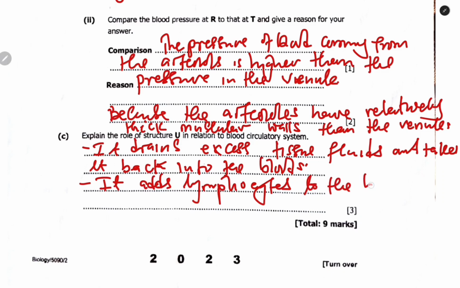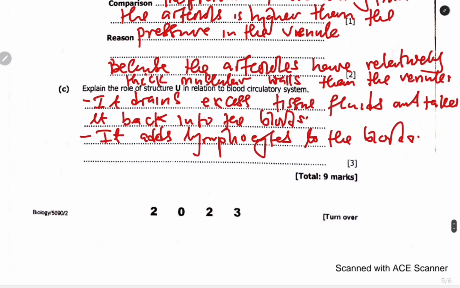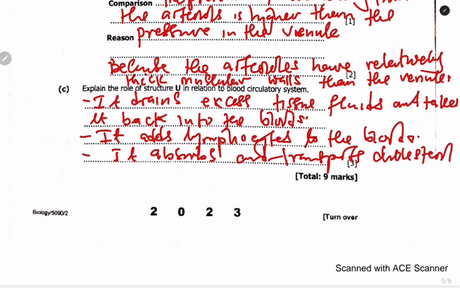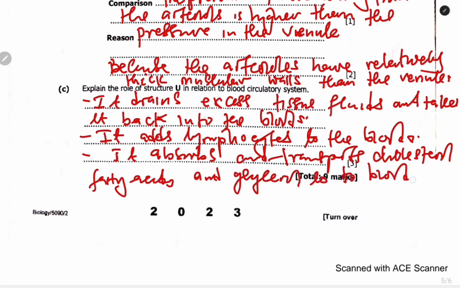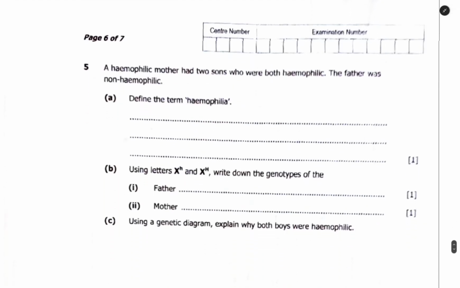Lymphocytes to the what? To the blood. You know that lymphocytes are also made along this same lymphatic system. Then also we can say it absorbs and transports cholesterol, fatty acids, and glycerol to blood. Okay, so these are some of the roles of the lymphatic system in relation to the blood circulatory system.